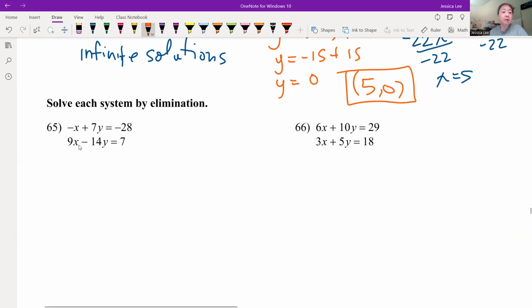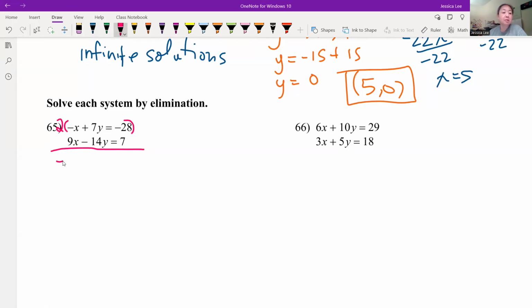So if I wanted to eliminate the x's, I would have to have them be the same number, right? So I'd have to multiply the top by 9 to add them up and those cancel out. Or if I wanted to get rid of the y's, I could make this 7 into a 14 by multiplying by 2. And personally, I'd rather multiply by 2 than multiply by 9. So I'm going to multiply this top equation by 2. All right. And let's figure this out.